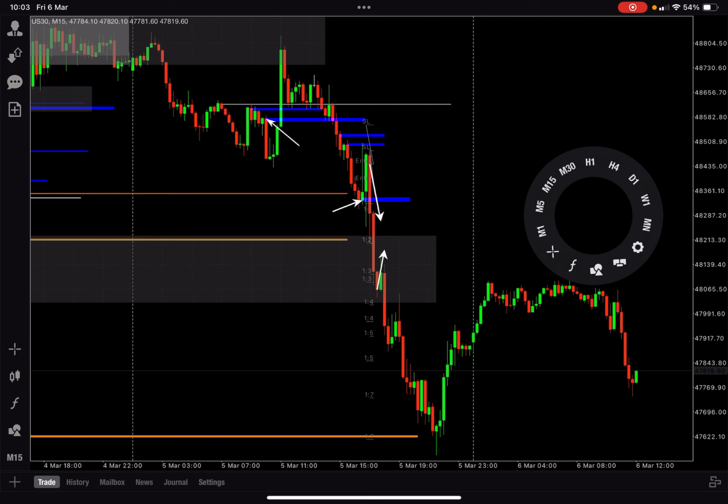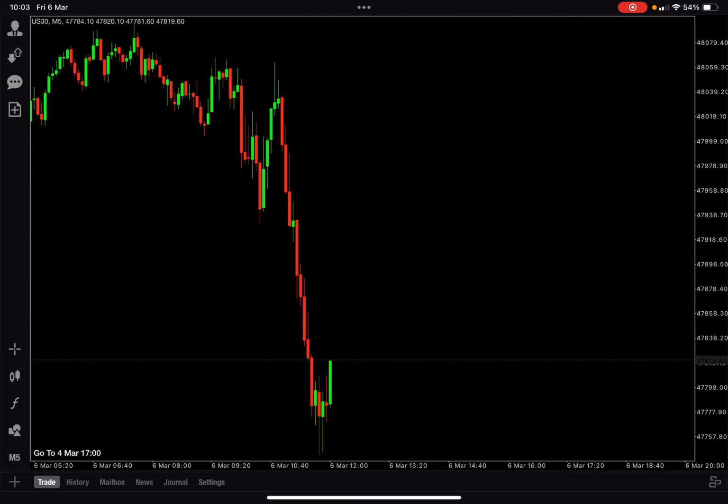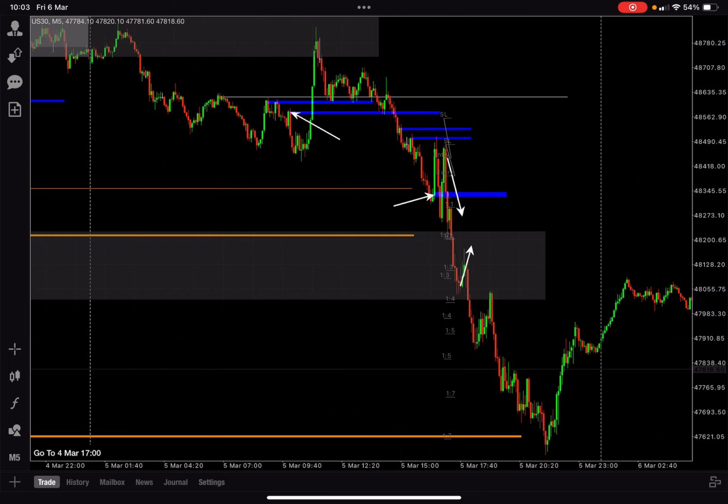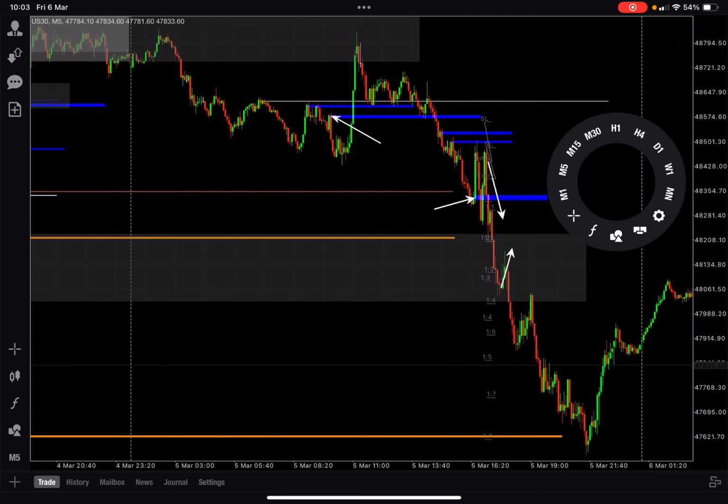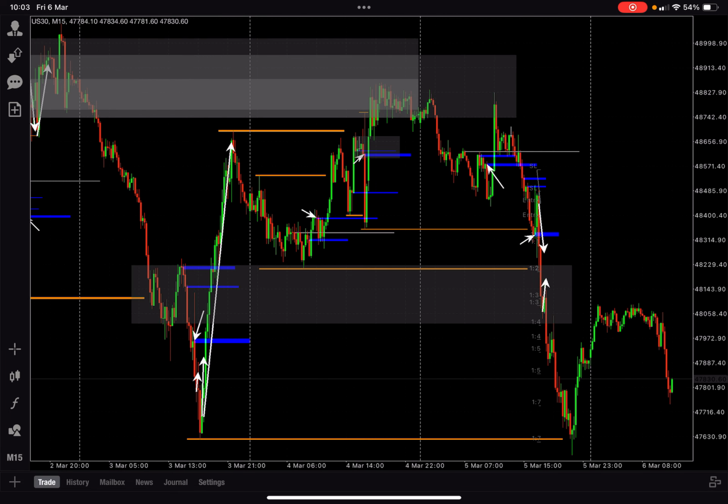But overall, nice day of price action, all in one direction to follow the higher time frame bias, which is a continuation down, and that finishes that move.